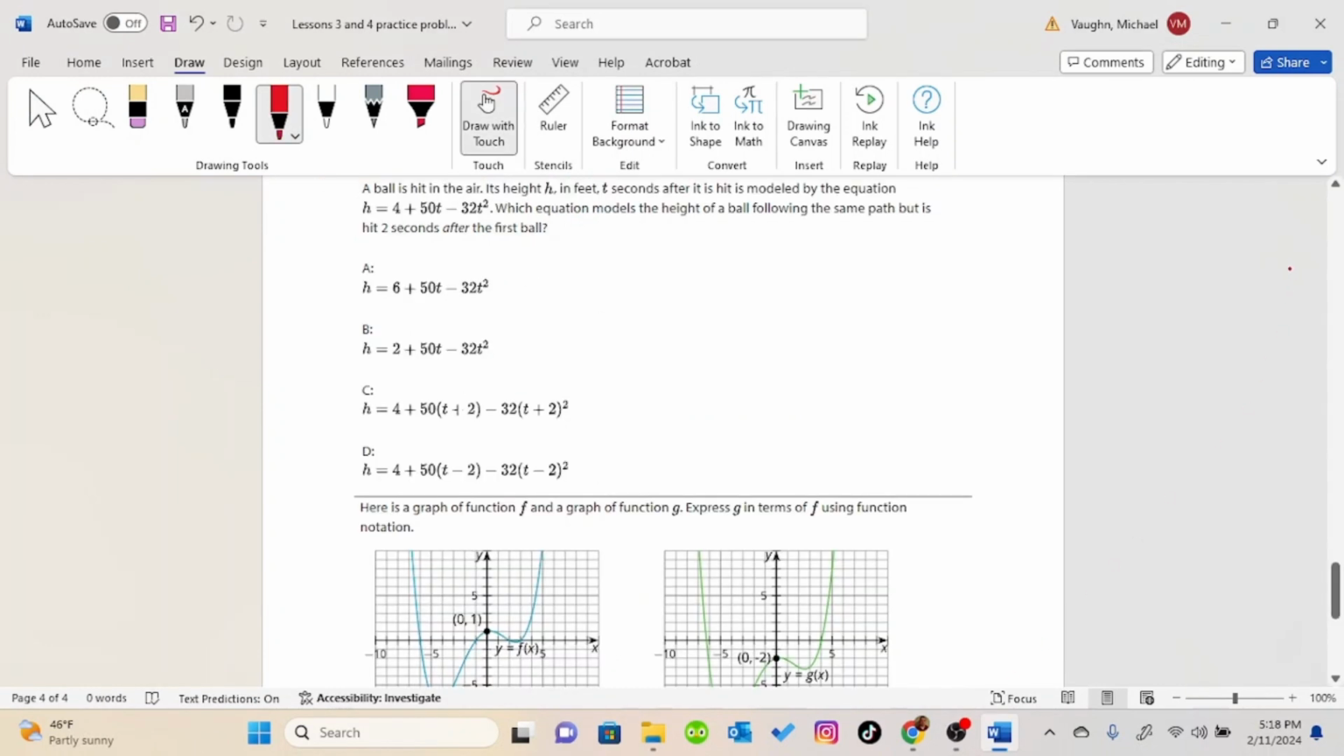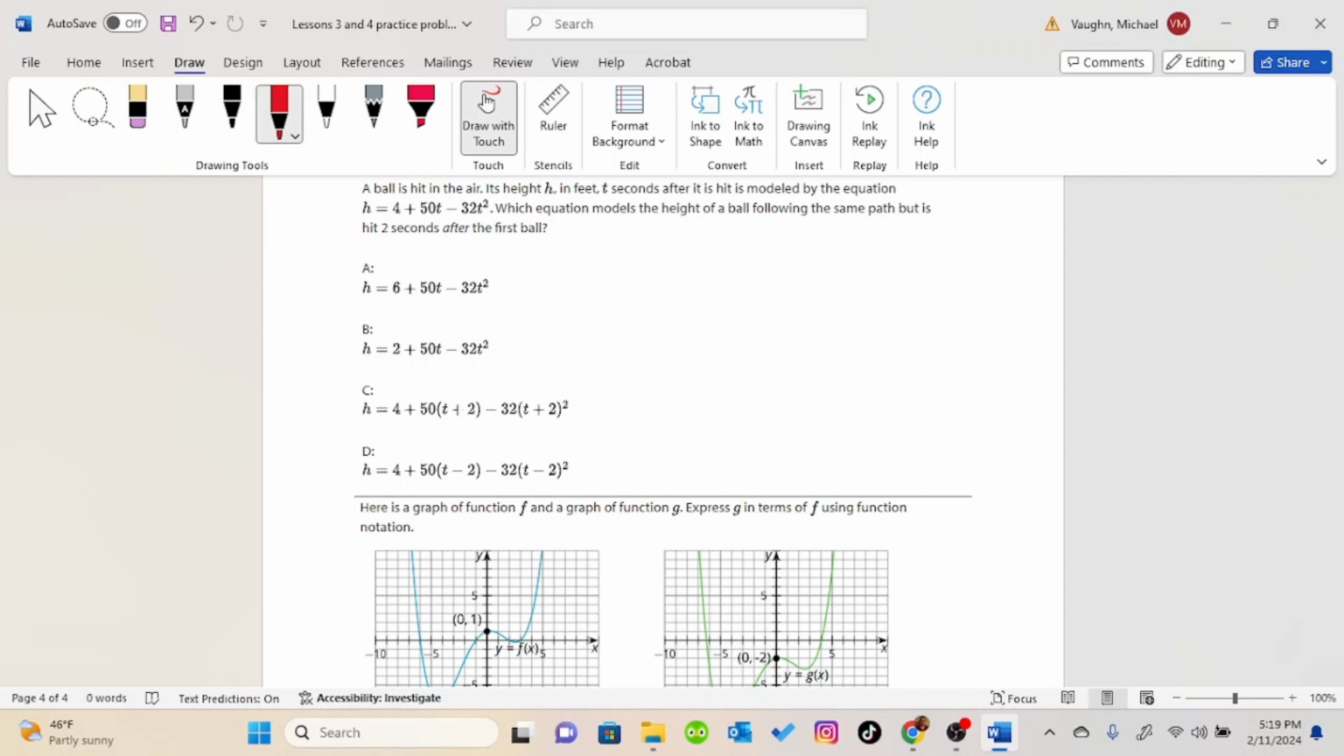A ball is hit in the air. Its height, h, in feet, t seconds after it is hit is modeled by the equation h equals 4 plus 50t minus 32t squared. Which equation models the height of a ball following the same path, but it is hit 2 seconds after the first ball?